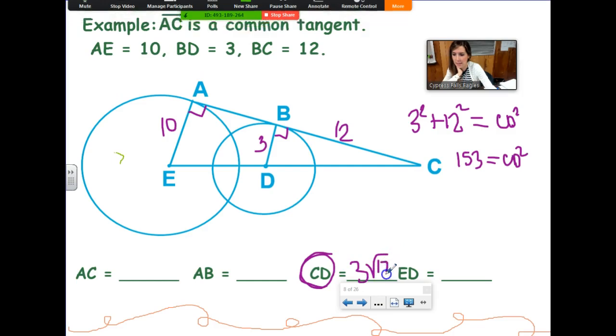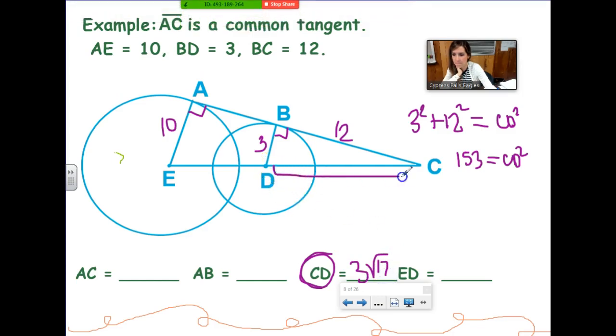Any questions about 3 root 17? So you had 9 times 17. The 9 becomes 3 and 3. 17 cannot be factored. It is prime, so it stays in the radical. So the square root of 153 simplifies to 3 root 17.